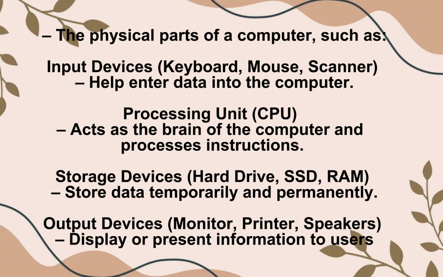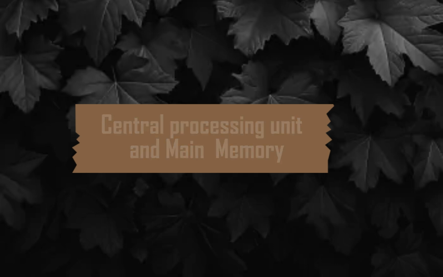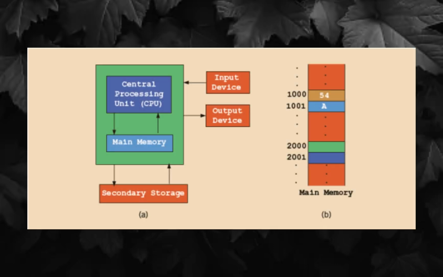The next one is the processing unit, also known as CPU, that acts as the brain of the computer and processes instructions. Next, storage devices are hardware, like SSD and RAM, which store data temporarily and permanently. The last one is output devices, which are monitor, printer, speakers, which display or present information to users. The next is the central processing unit and main memory. Here is a flow chart diagram you can use. You can see the central processing unit, which gets main memory and secondary. So you can understand very clearly, as the flow chart is explained here.